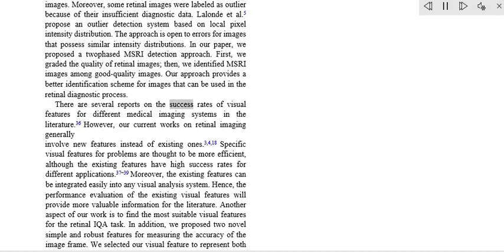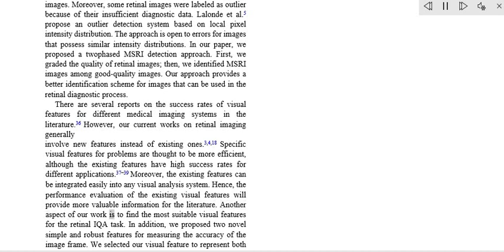There are several reports on the success rates of visual features for different medical imaging systems in the literature. However, our current works on retinal imaging generally involve new features instead of existing ones. Specific visual features for problems are thought to be more efficient, although the existing features have high success rates for different applications. Moreover, the existing features can be integrated easily into any visual analysis system. Hence, the performance evaluation of the existing visual features will provide more valuable information for the literature.